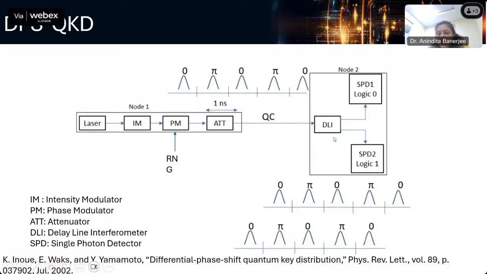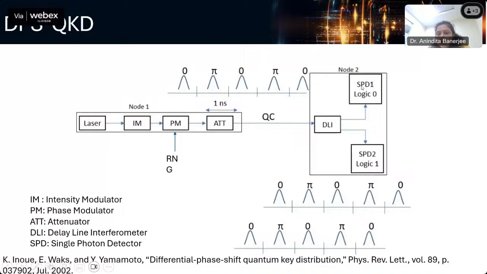It delays the signal by half of the repetition rate. So if you have 1 nanosecond, 1 gigahertz, then you have 1 nanosecond. So it will actually delay you by 1 nanosecond duration. The idea is to overlap the consecutive pulses.